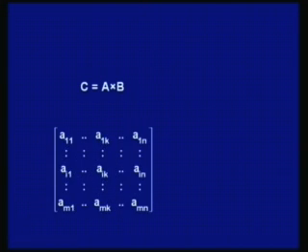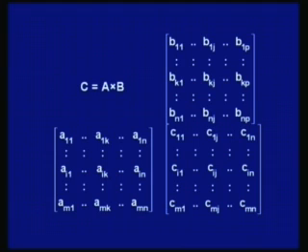Now, if I have a matrix A as this matrix consisting of m rows and n columns, and the matrix B as this matrix consisting of n rows and p columns, then they can be multiplied together because they have the same number of columns.